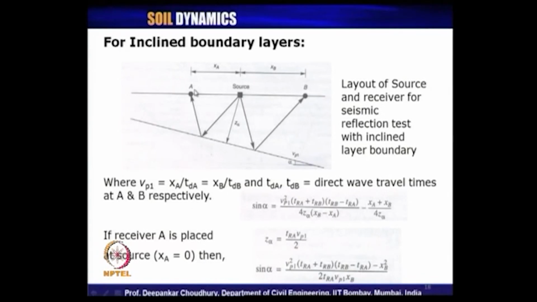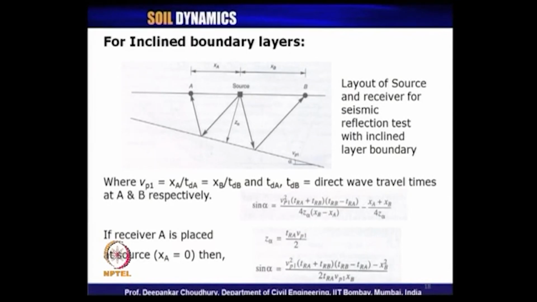And if receiver A is placed at the source, then x A is 0, and then the equation, sin alpha, this expression for alpha can be expressed like this, which on simplification will give us this expression. In this case also, we can plot the travel time curve, that is time versus distance for two cases, and at one place they will meet each other.